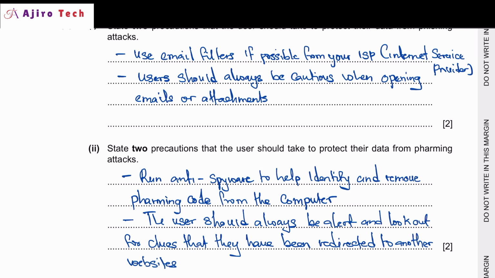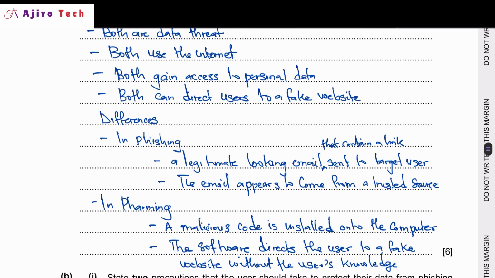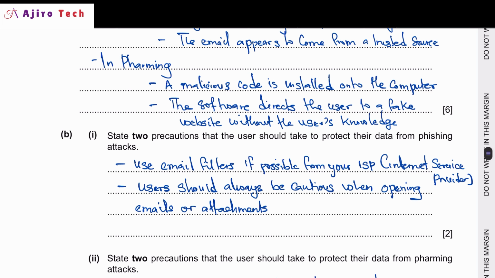Are we having a good time? It's important. Are we having a good time? Learn these things early. Okay, so these are ways to remove it. Run anti-spyware to help identify and remove pharming code from the computer, and again, be on the lookout. Very important. So all this is Chapter 8, they're all the same thing. Chapter 8 as well, safety and security. I always tell you where the chapters are coming from.